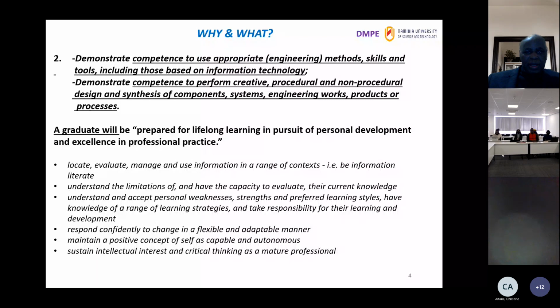Now, I must apologize. Some of the terms include the word engineering, and that comes from the fact that I normally give these lectures to engineering students. So the attribute number 2 is to demonstrate competence to use appropriate methods, skills, tools, including information technology, to perform creative, procedural and non-procedural design synthesis and components of systems and products and processes.